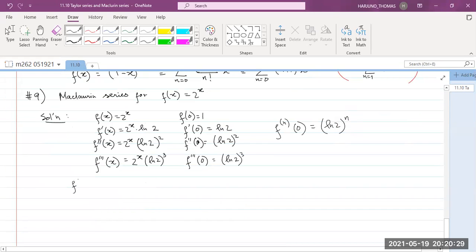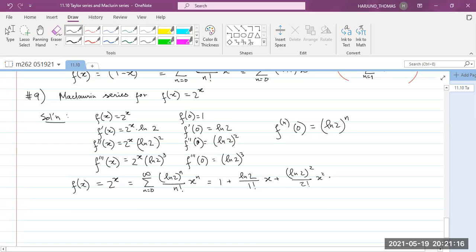So f(x), which is 2 to the x, has the Maclaurin series, the sum from n equals 0 to infinity of (ln 2) to the n over n factorial times x to the n. If we want to write it out, when n equals 0, that's 1. When n equals 1, that's ln 2 over 1 factorial x, plus ln 2 squared over 2 factorial x squared, plus ln 2 cubed over 3 factorial x cubed, and so on and so forth.